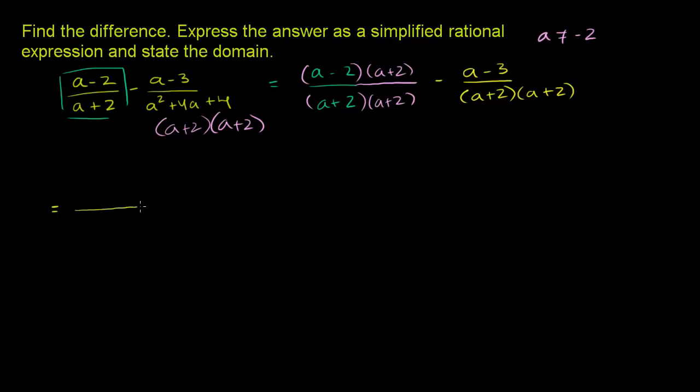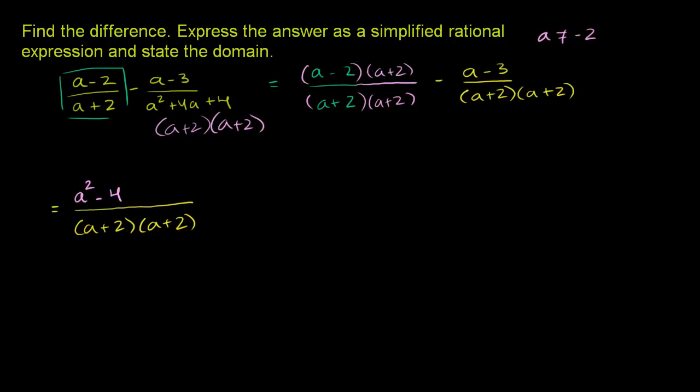Now, before we add the numerators, it'll probably be a good idea to multiply this out right there. But let me write the denominator. We know what that is. It is a plus 2 times a plus 2. Now this numerator, a minus 2 times a plus 2, we've seen that pattern before. We can multiply it out if you like, but we've seen it enough, hopefully, to recognize that this is going to be a squared minus 2 squared, or a squared minus 4. You can multiply it out. The middle terms cancel out: the negative 2 times a cancels out with the a times 2, and you're just left with a squared minus 4. That's that over there.